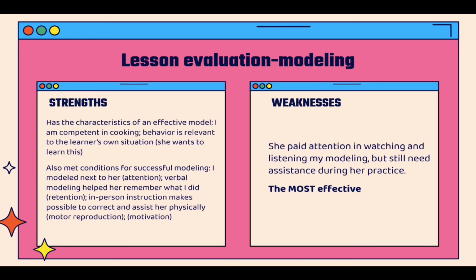Some of the weaknesses are that although she paid attention in watching and listening to my modeling, she still needs some assistance during the practice. But overall, I think modeling is the most effective strategy that I used because I think the most straightforward way for my learners to learn is to learn from observing what I already did.